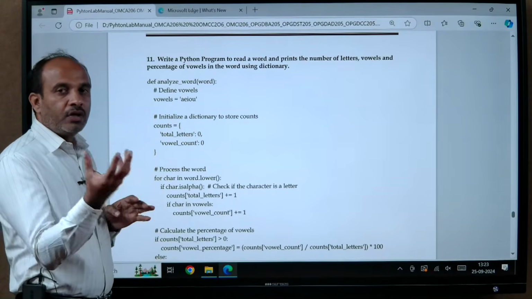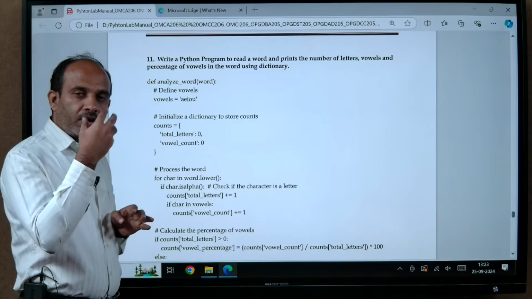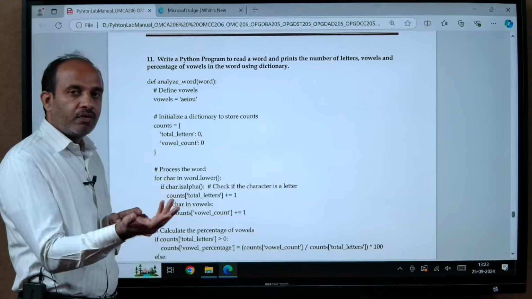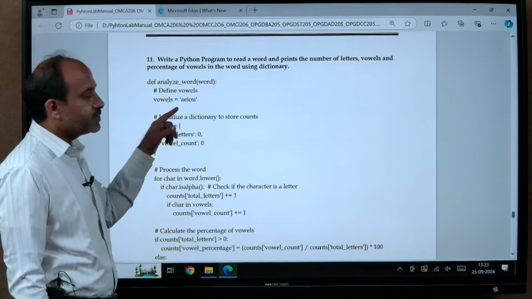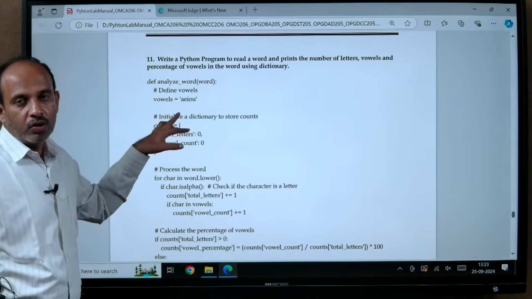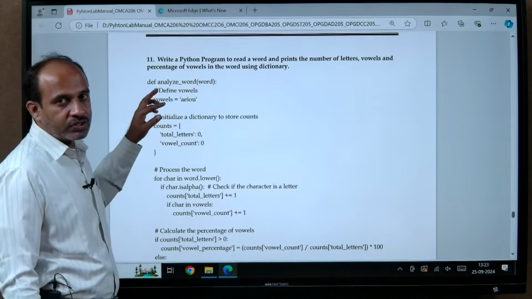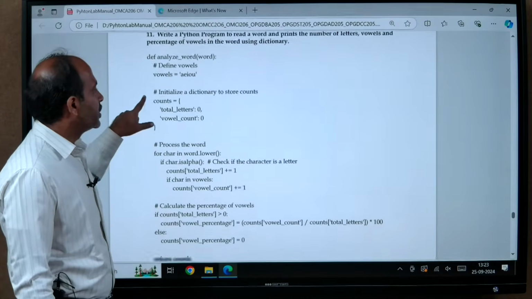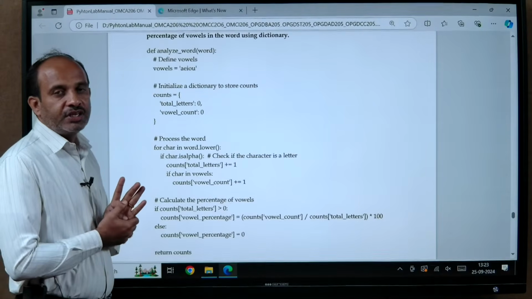So, that means the input also needs to be converted, whether it is uppercase, you need to convert it into lowercase. Or else, irrespective of upper or lower, you need to initialize both upper and lower: A, E, I, O, U, uppercase also. Now, initialize the dictionary.